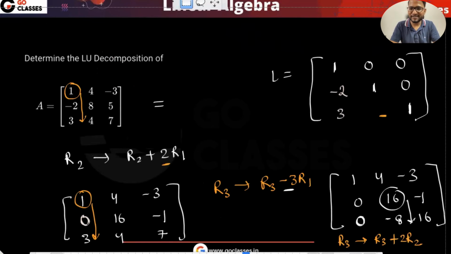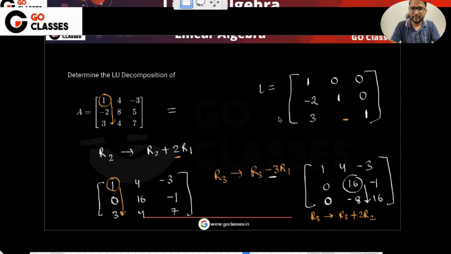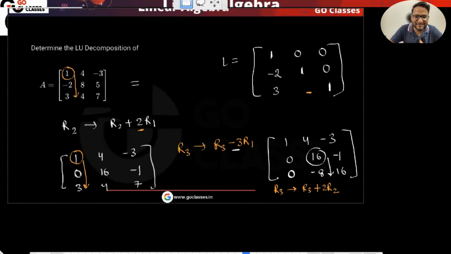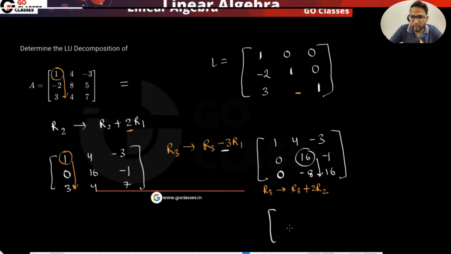Let me just minimize this. Now I got it, that is why my lectures are taking too much time. So if you just apply this, then what will be the final matrix? This is 1, 4, minus 3, 0, 16, minus 1. This is 0, with R3 plus 2R2. It will be 0. And R3 plus 2R2: this is 16 plus minus 2, which is 14.